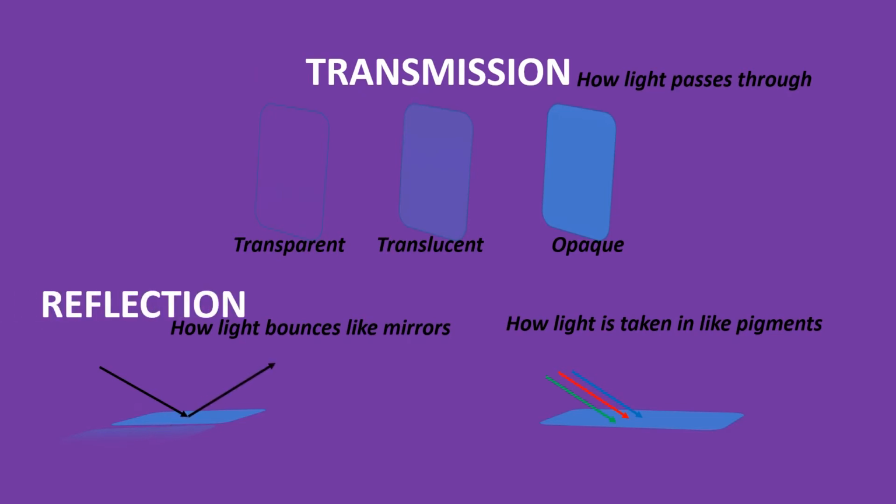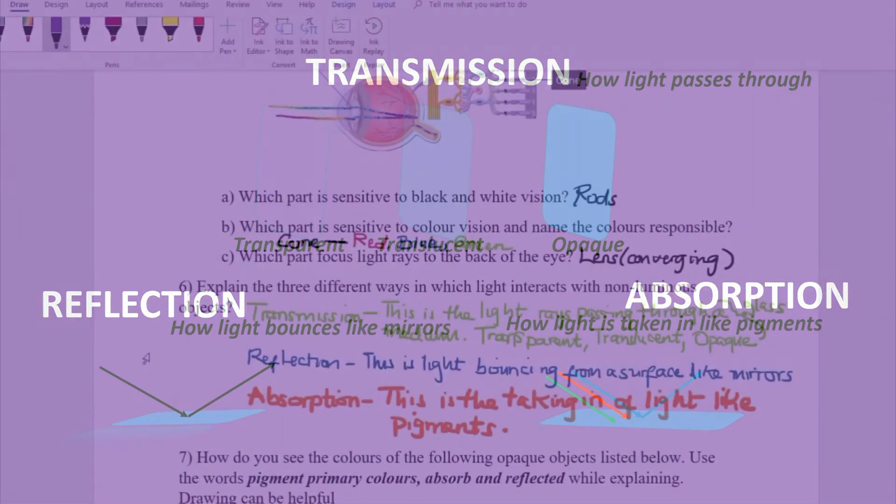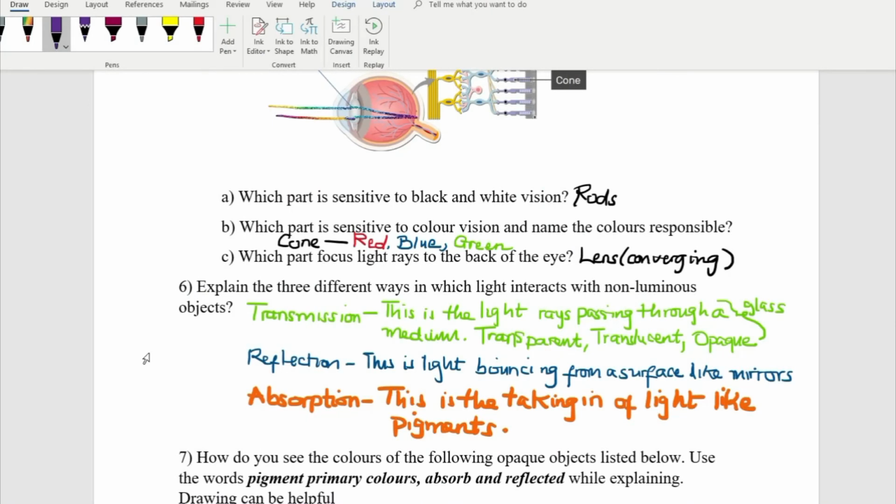Next is reflection, where light bounces from a source, for example mirrors. We talked about three types of mirrors: the plane mirror, and also the converging and convex mirrors. Next is absorption, which is the final one, where pigments are specialized at this, which are non-luminous objects, and they take in light. For example, chlorophyll is green, it takes in red and blue, and what comes out is green.